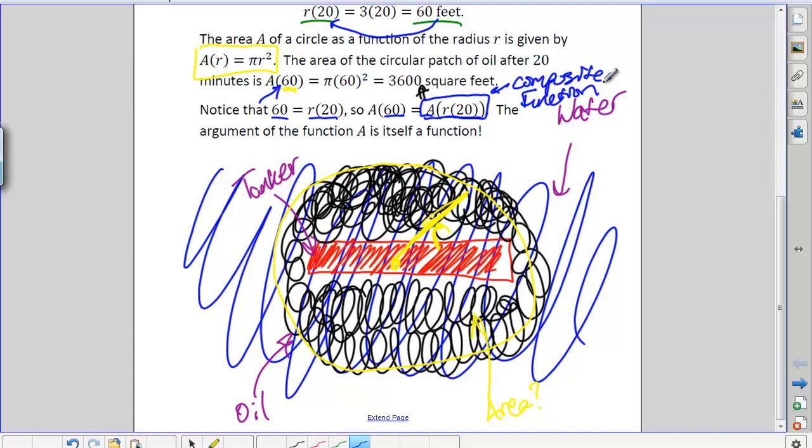That composite function is taking two functions and putting them together. And then you can talk about the area of that oil patch after a certain amount of time. A of R of 20. Take the 20, that's the time, plug it into the R function to get how many feet the radius is, and then from there that goes into the area function to calculate the area of that patch of oil. Okay, composite function. That's what we're dealing with. One function inside of another function.